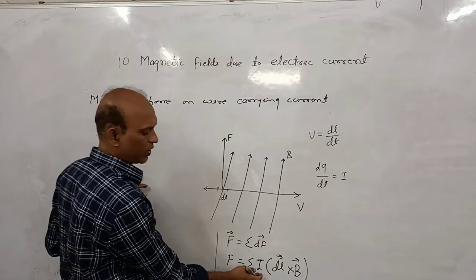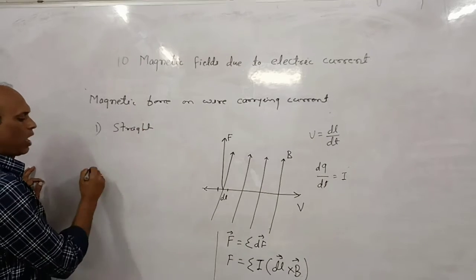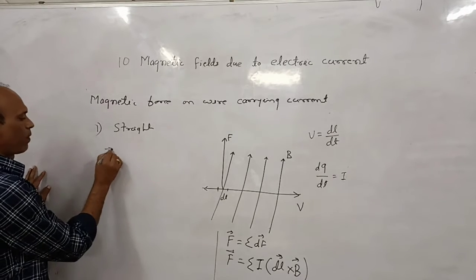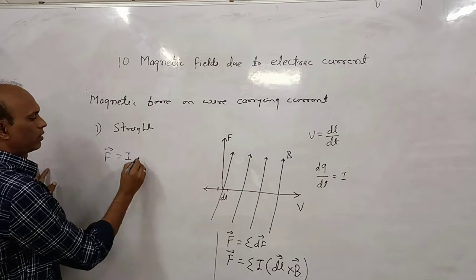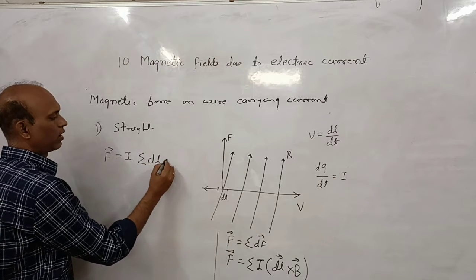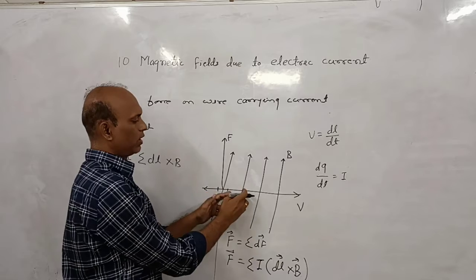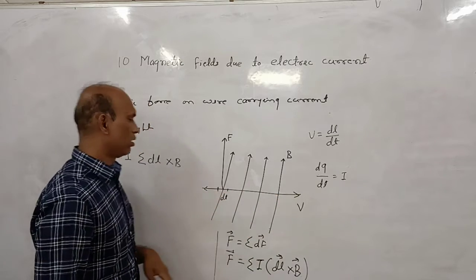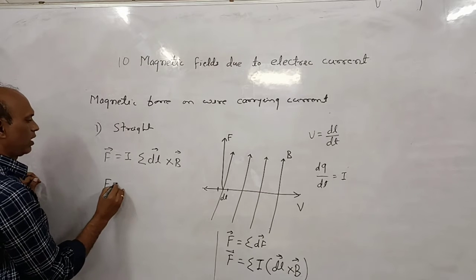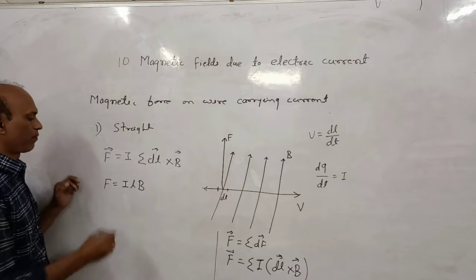From this summation, the current will remain the same, so we will take that term out. This will become F equal to I times the summation of dl cross B. If we add this dl, dl, dl, the total length will be L. So this equation will become F is equal to I L B.